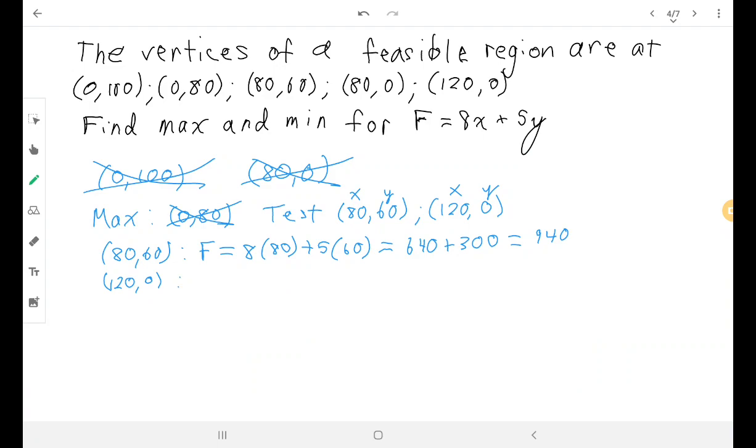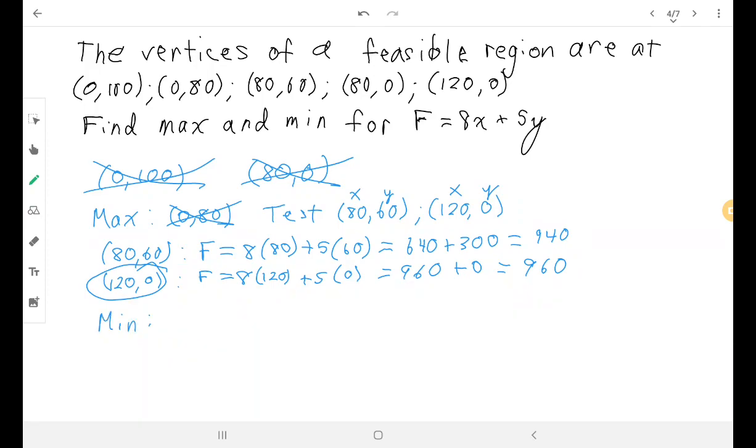And then let me test the 120 and 0. That'll actually be even easier to calculate. 8 times 120 plus 5 times 0. 8 times 12 is 80 plus 16 is 96, so this is 960. It's 96 with 0 on the end. Plus 0 is 960. So there's the maximum.